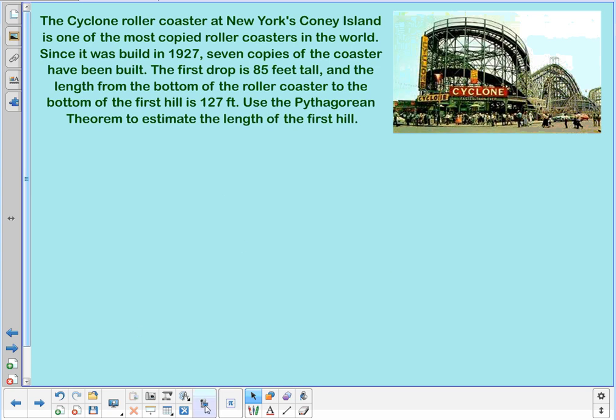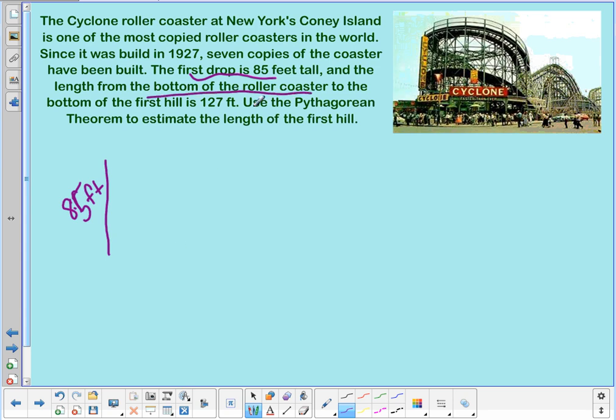So here's what we have. We're going to draw ourselves a little picture, and you're going to draw pictures a lot in this unit today, so just keep that in mind. That's always a good thing when we're talking about triangles. So we know that the first drop is 85 feet tall. So I know that from the ground to the top of the first drop, it's 85 feet. Then I also know from the bottom of the roller coaster to the bottom of the first hill is 127 feet. And we want to know what's the length of the first hill. So what's this guy right there?